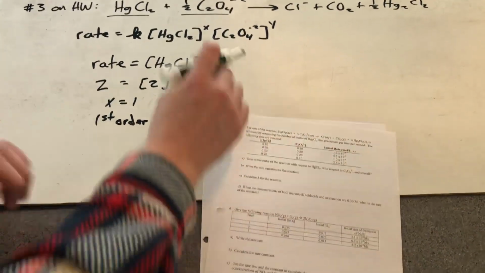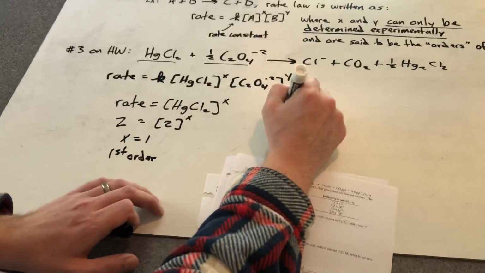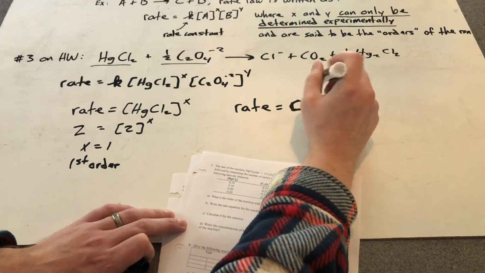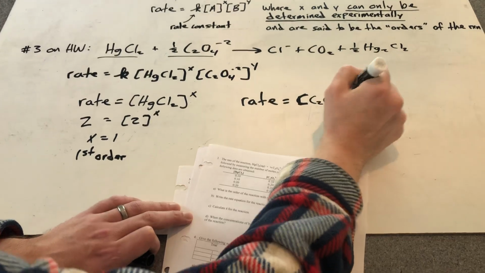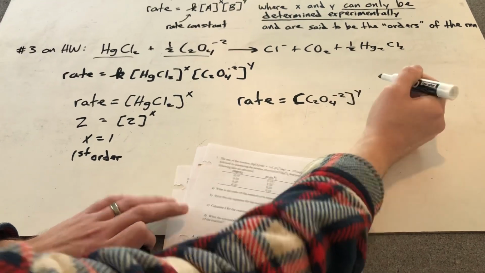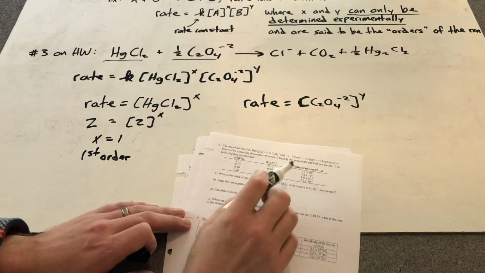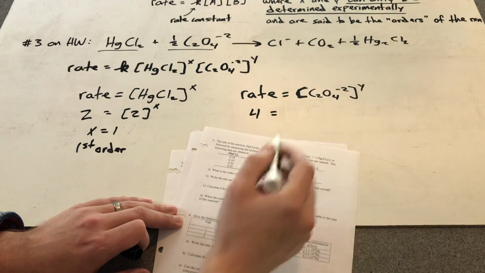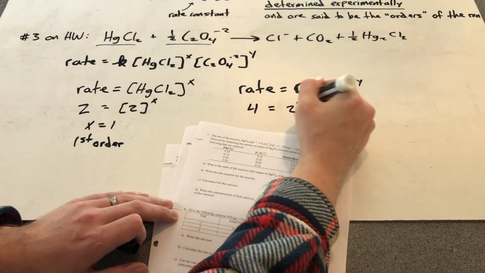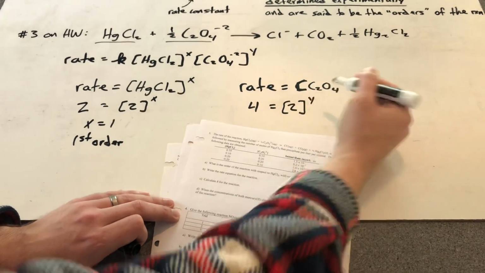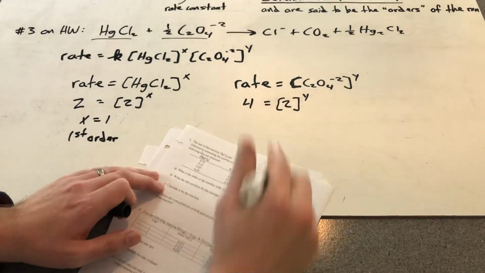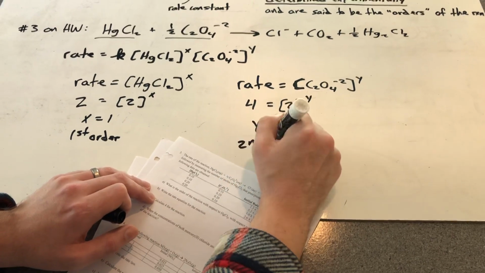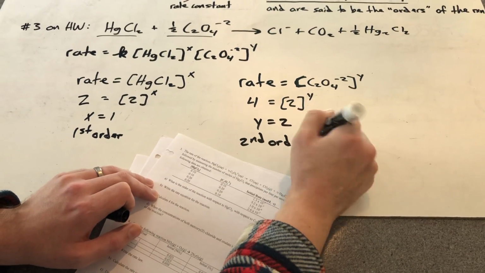So we're going to isolate the area of interest to find exponent y. Rate is equal to the concentration of C2O4 minus 2 to the y power. Our rate quadrupled, so I'm going to put a 4 in for rate. Our C2O4 minus 2 concentration has doubled, so I'm going to put a 2 in for that, to the y power. So 4 equals 2 to the y, therefore y has to equal 2. So we're saying that this is second order with respect to C2O4 minus 2.